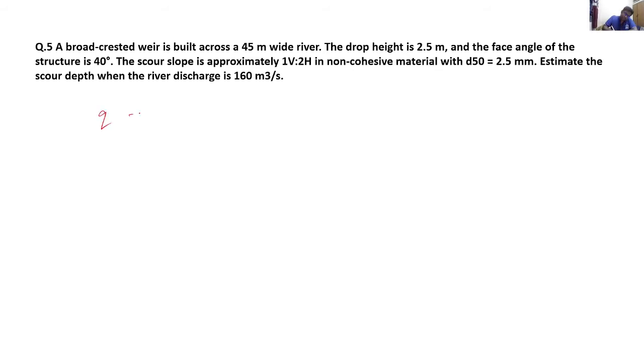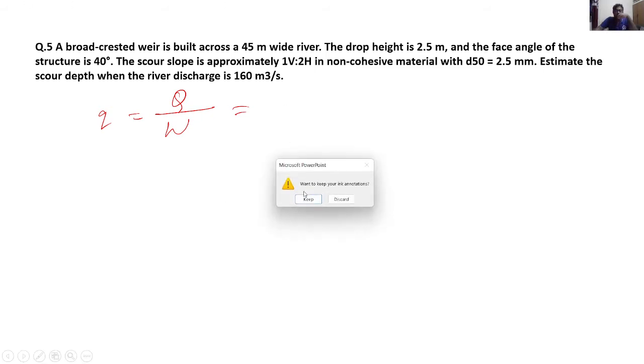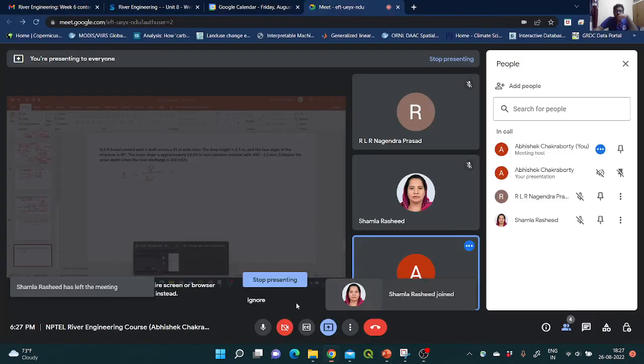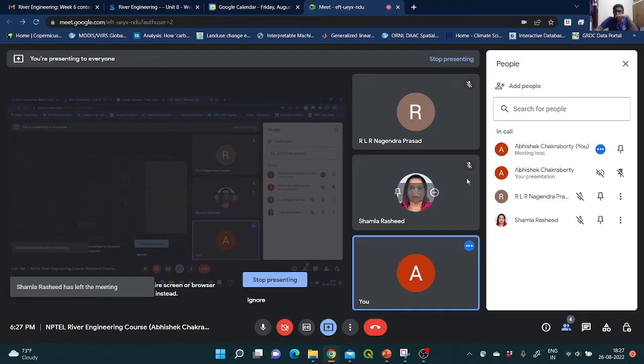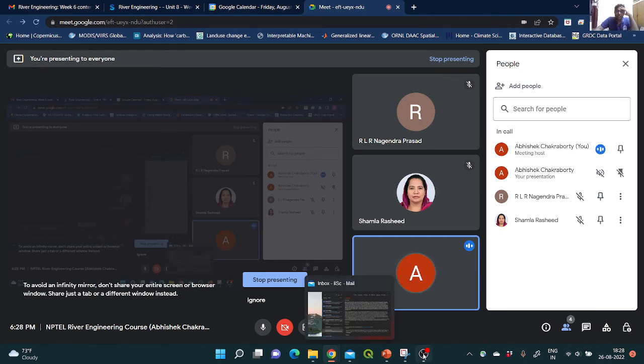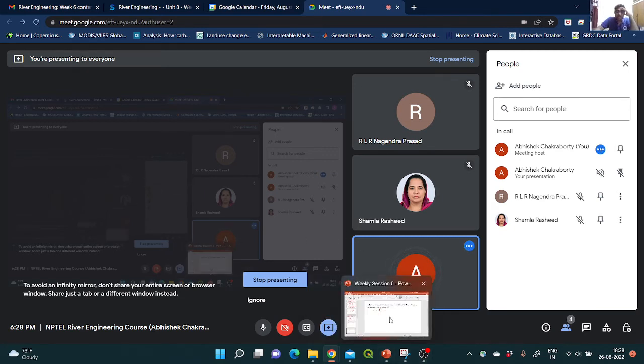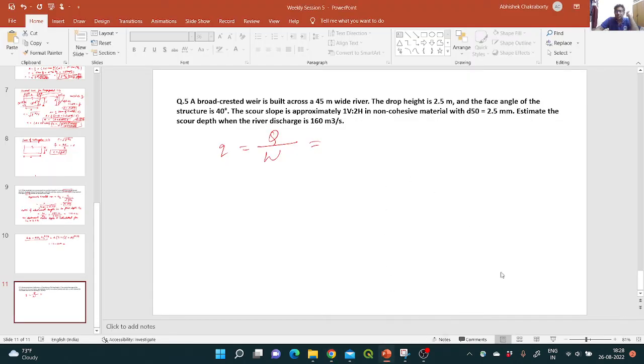So let us suppose we first of all want to know the discharge per unit width, q by W, and so q is... someone there to check. Okay, did someone try to enter? No, right? Okay, I believe that no one tried to enter. I got a nice notification.